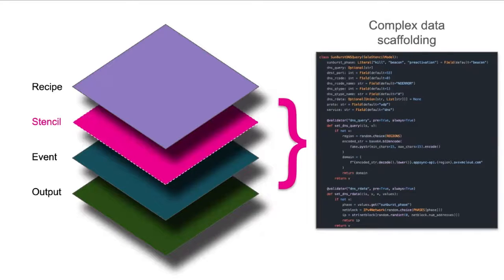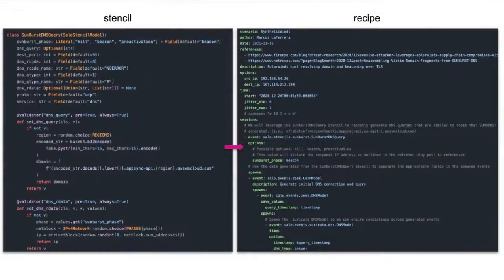So let's move on to Stencils. Stencils is an optional layer, and it allows us to add some more complex data scaffolding for our output. In this case, we can programmatically define what the values are for our log output. On the left, we have a stencil, and on the right, we have the recipe. This stencil will mimic the Sunburst DNS query activity, where it would generate an encoded host name and a few other things under avsmcloud.com. Based on the response, it would indicate what the adversary wanted to do with that compromised host, because the host name would be encoded into that DNS query. So here we're mimicking some of that activity. And on the right, you can see that we're just using the stencils of Sunburst and Sunburst DNS query to generate the data. Then we're going to spawn the log events that we want to generate.